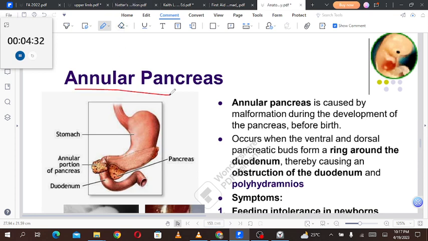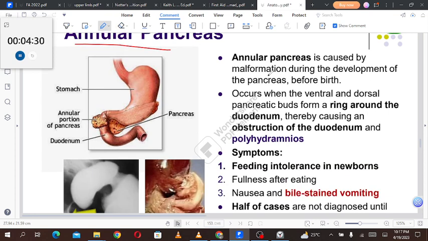Then we'll talk about annular pancreas. So annular pancreas is caused by the malformation during the development of pancreas before birth, occurs when the ventral and dorsal pancreatic bud form a ring around the duodenum, thereby causing an obstruction of the duodenum and polyhydramnios.